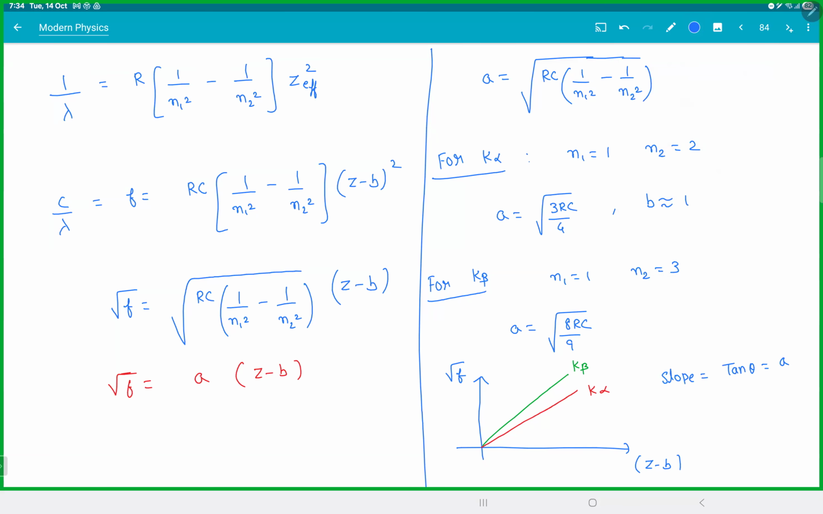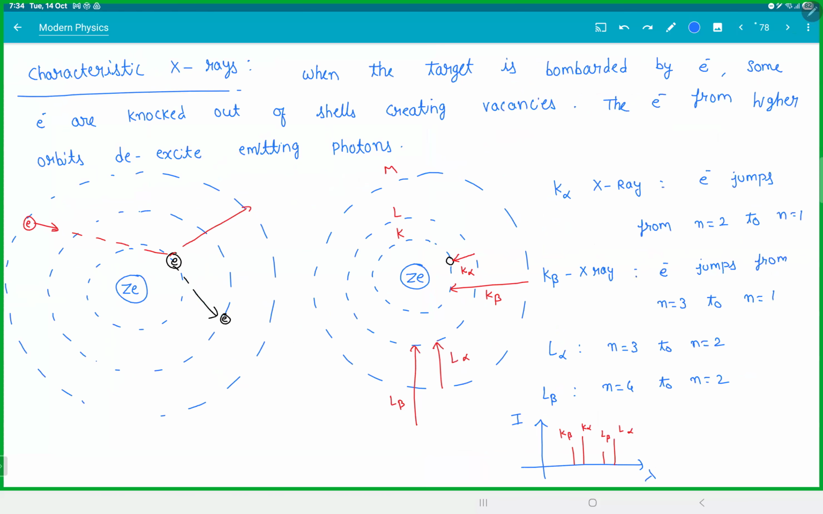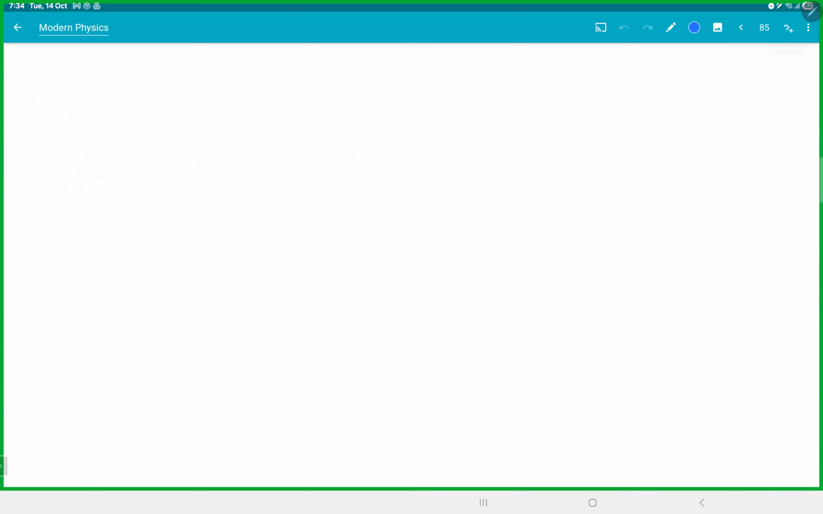That is one. So that's your main theory. Like I said, there are only two formulas in X-rays, Moseley's law and lambda minimum, and the graph. So these are the three main things. The next thing, now this is removed from the mains portion, but it can be asked in bits or something else. Absorption of X-rays, not a big concept.